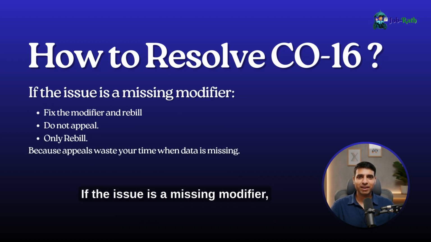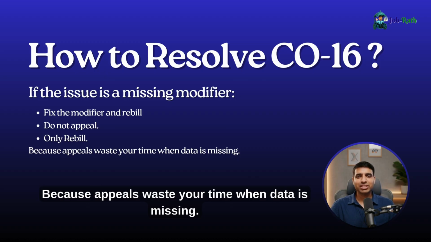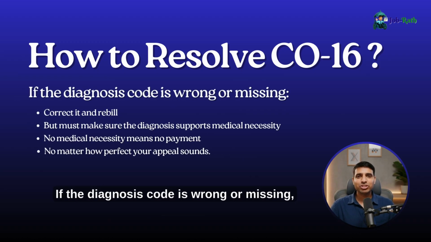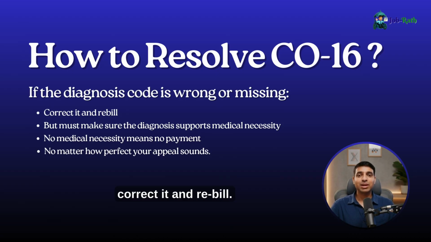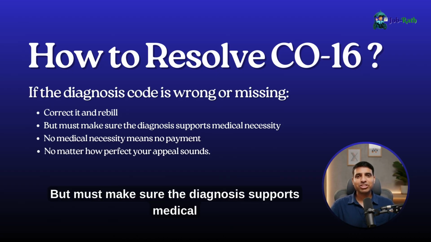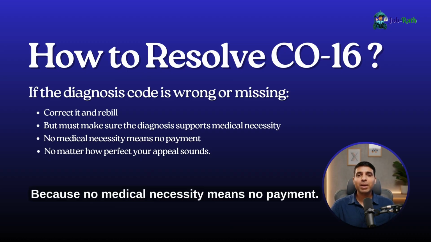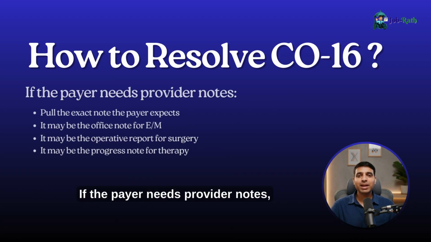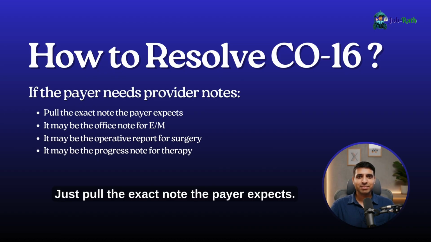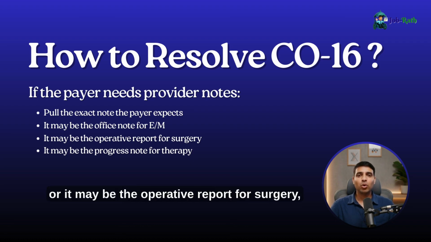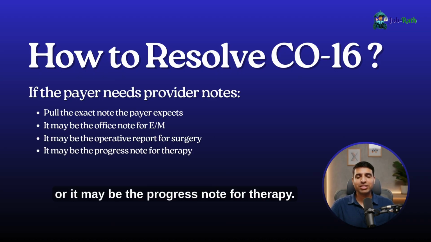If the issue is a missing modifier, fix the modifier and rebill. Do not appeal, only rebill, because appeals waste your time when data is missing. If the diagnosis code is wrong or missing, correct it and rebill. But make sure the diagnosis supports medical necessity, because no medical necessity means no payment, no matter how perfect your appeal sounds. If the payer needs provider notes, do not guess. Just pull the exact note the payer expects. It may be the office note for evaluation and management, or it may be the operative report for surgery, or it may be the progress note for therapy. Attach it and resubmit the claim.